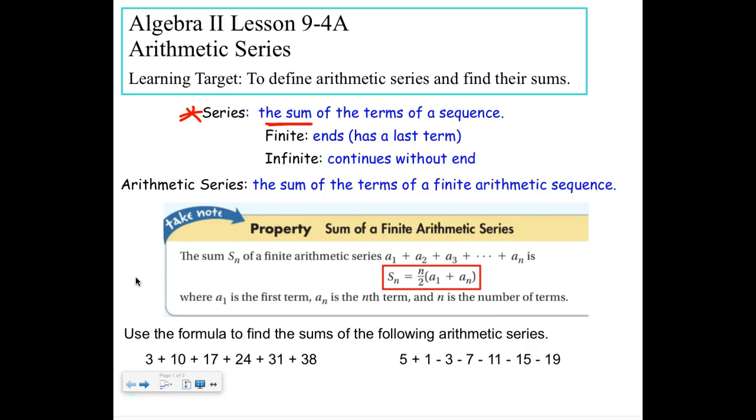Okay. We're going to have two different types. Today and tomorrow, we're going to talk about finite ones. After that, we're going to talk about infinite ones. Finite ones mean it ends. We have a first term and it goes to a last term. Infinite means it's going to go on forever. So we have two different equations that we're going to see for those two different types.